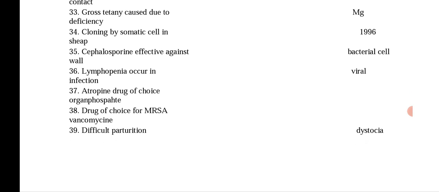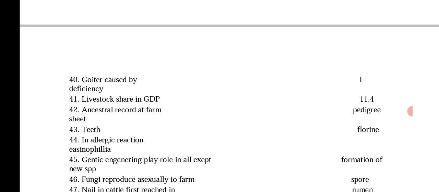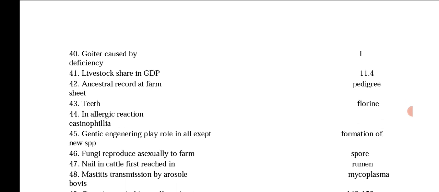Drug of choice for methicillin resistant staphylococcus is vancomycin. Vancomycin is the drug of choice for MRSA, or the methicillin resistant staphylococcus. Goiter is caused by iodine deficiency.